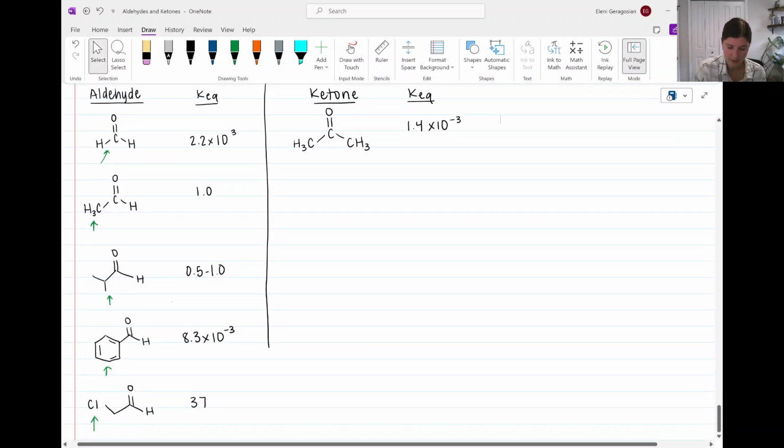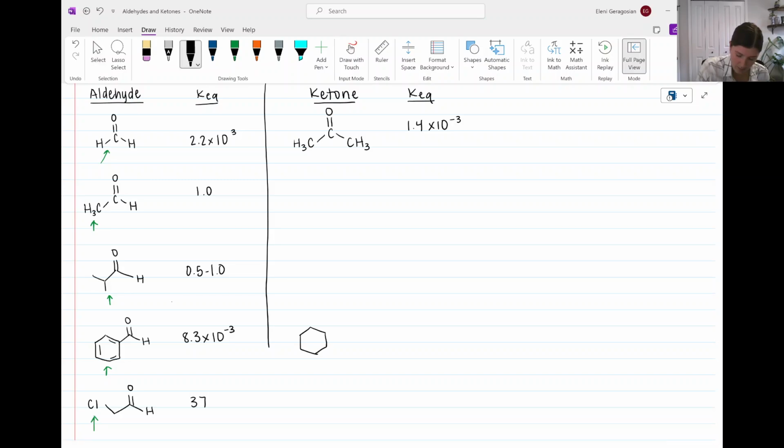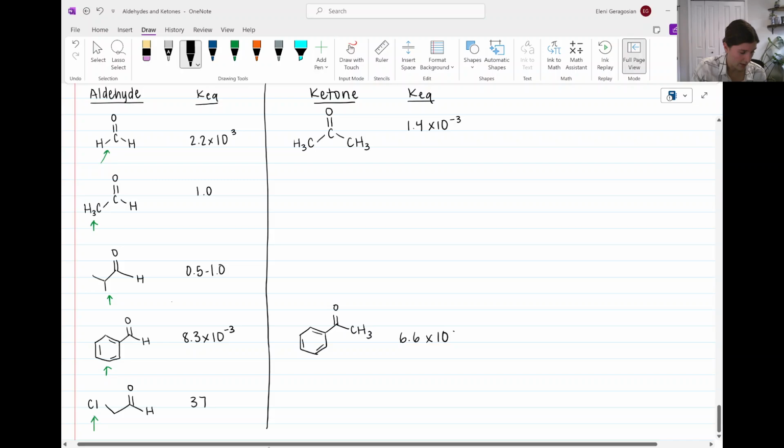Then we'll compare with a phenyl ring. So if we have the acetophenone molecule comparing to the aldehyde that's present here. Acetophenone, very similar to the aldehyde shown on the left, except it's a ketone. We have a CH3 group. We have another electron donating group in the ketone, the methyl, and so that has a KEQ, which we would expect to be lower than the aldehyde, and that is in fact the case, 6.6 times 10 to the -6 here. Again, because of that CH3 electron donating group.